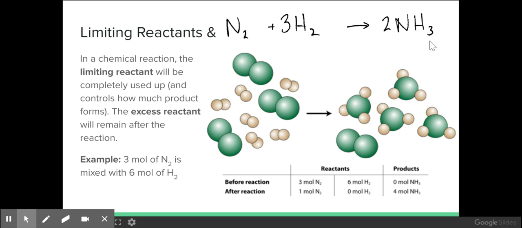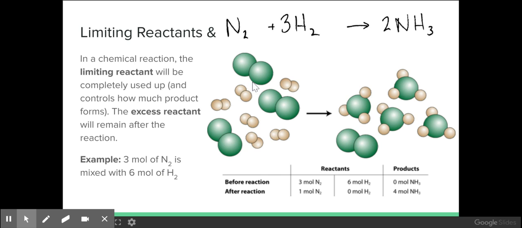So to help you out with this particulate level diagram, I actually inserted a balanced chemical equation. At the top here, we have N2 reacting with H2 to form NH3, which is ammonia. For every 1 mole of N2 that reacts, it requires 3 moles of H2 to also react to then form 2 moles of NH3. And here's the example that we have here in the particulate level diagram.